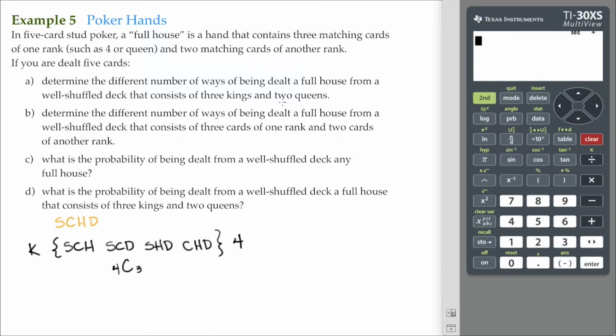For the queens, we'll do the same thing, except we want 2 queens. So I'll make the sample space here, put in my queens. You can be dealt a queen of spades and then a queen of clubs, queen of spades and then a queen of hearts, queen of spades and then a queen of diamonds, queen of clubs and then a queen of hearts, right? Clubs and then diamonds, and then a queen of hearts, and then a queen of diamonds. There's 1, 2, 3, 4, 5, 6. That's also 4 choose 2, 4 queens, and we want 2 of them. 4 choose 2, so that comes out to be 6.